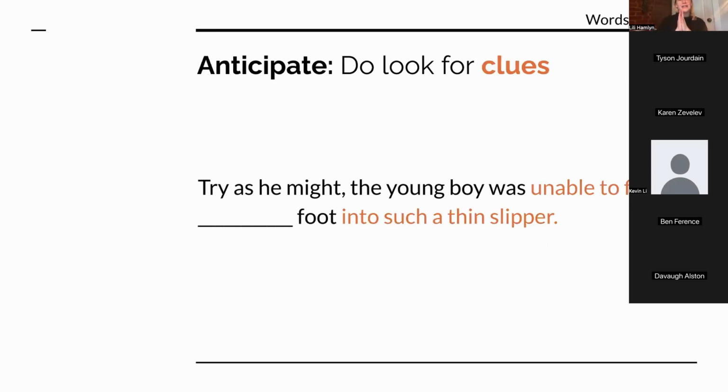Then we have anticipate. So anticipate is a 2-step process, right? First thing is that we want to look for context clues within the text to tell us what the missing word needs to mean. It's never a random choice, right? We will always be able to determine.